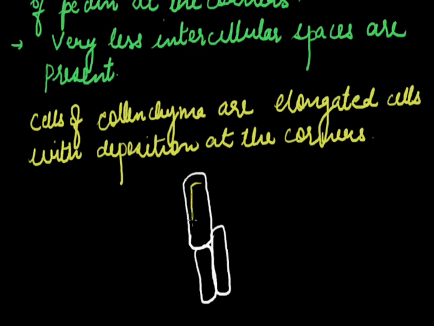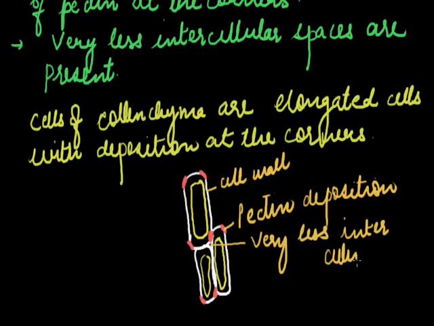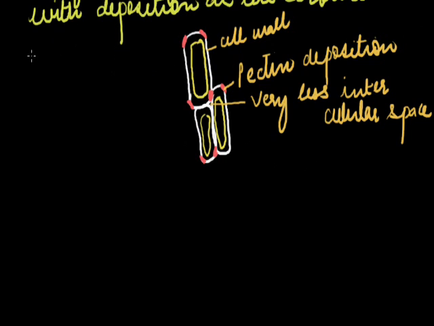Definitely they will also have a plasma membrane inside. The innermost portion is all dead. And on the corners here, they have depositions of pectin, due to which they have very less intercellular spaces. Now if you do the markings here, it is the cell wall, and these are the pectin deposition and very less intercellular space.